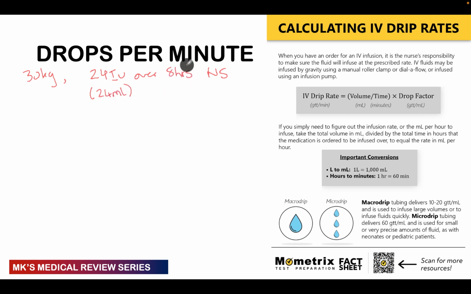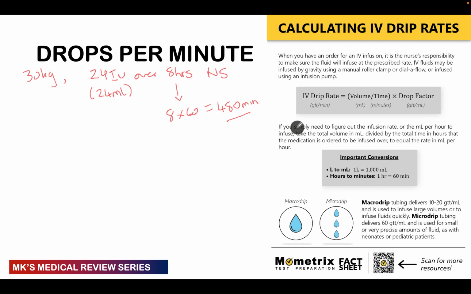This, which is in hours, needs to be changed to minutes. So we change the 8 hours over which we're going to give this fluid. We say 8 multiplied by 60 to see how many minutes we have in 8 hours. So 8 multiplied by 60 gives us 480 minutes. This is very important because it's going to help us calculate how many drops per minute we should let this drip run so that we can deliver 24 mils into this child's bloodstream.